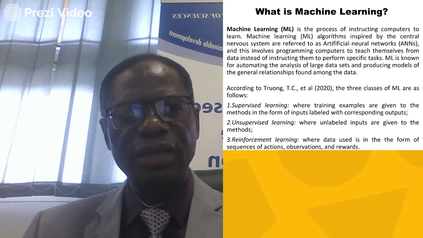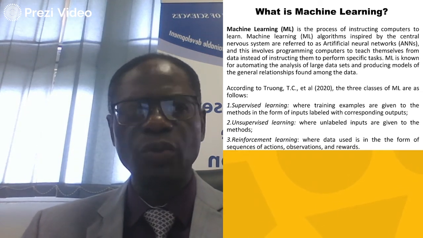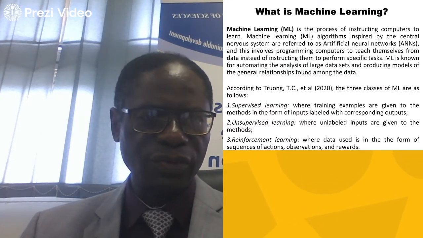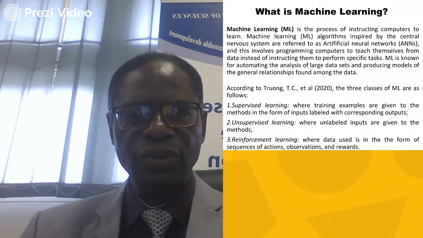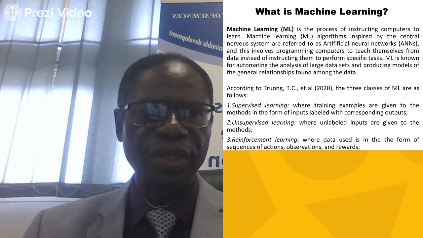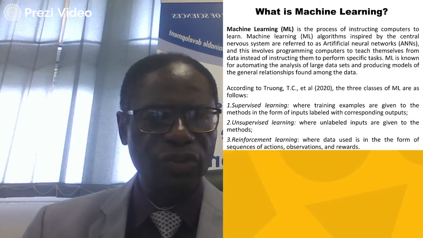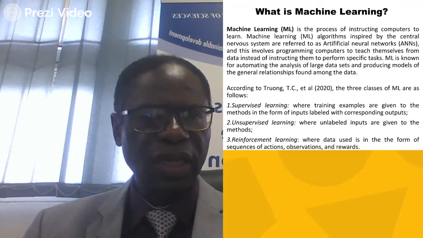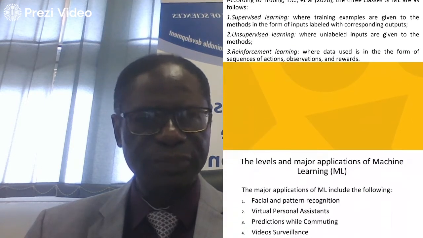So we are then able to come up with three classes of machine learning in this process. The first one is supervised learning, where the training examples are given to the methods in the form of input labels with the corresponding outputs. We have another category called unsupervised learning, where unlabeled inputs are given to the methods. And then there's also reinforcement learning, where data is used in the form of sequences of actions, observations, and rewards. And these three types of learning can be used in different organizations for different purposes.